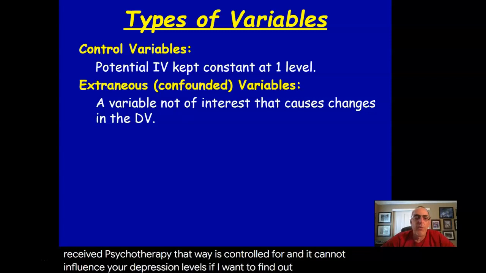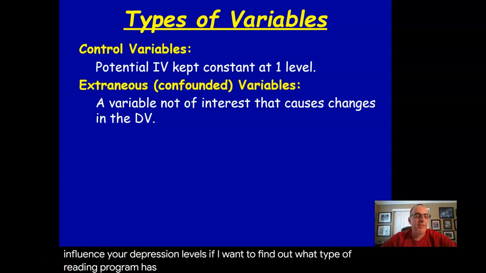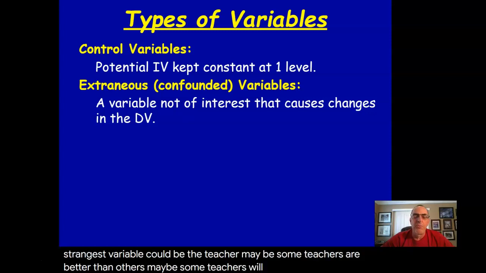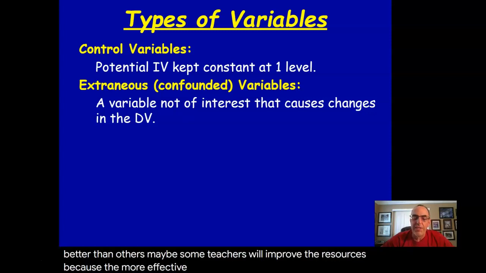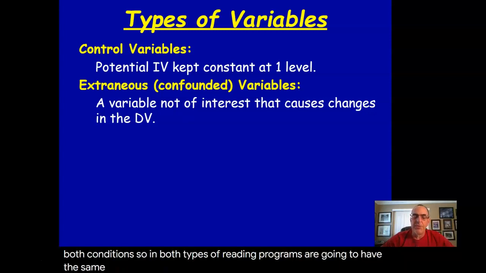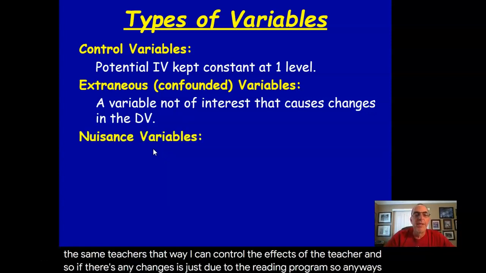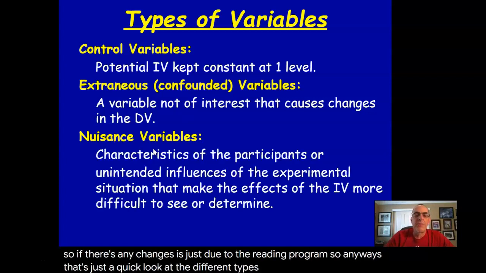If I want to find out what type of reading program has a bigger effect on reading scores, a potential extraneous variable could be the teacher. Maybe some teachers are better than others. Maybe some teachers will improve the reading scores just because they're more effective at teaching the material. So in that case, I would want to use the same teacher in both conditions. So in both types of reading programs, we're going to have the same teacher, so that way I can control the effects of the teacher. And so if there's any changes, it's just due to the reading program. So anyways, that's just a quick look at the different types of variables that we have.